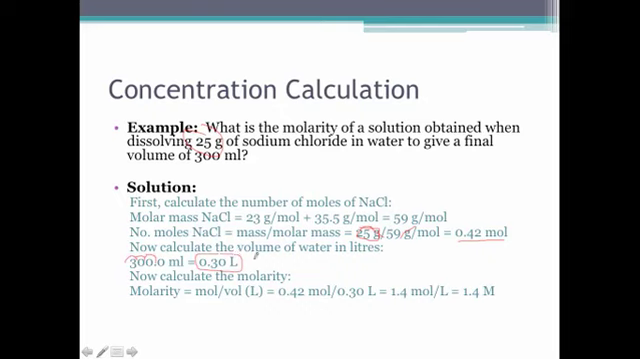Now to finally calculate the molarity, what we're doing of course is we're taking the number of moles, 0.42, and the number of litres, 0.3, and you're dividing one by the other, and you can see you get the right units, moles per litre. So the answer there is 1.4 moles per litre, or you can write that as 1.4 molar, however you wish.